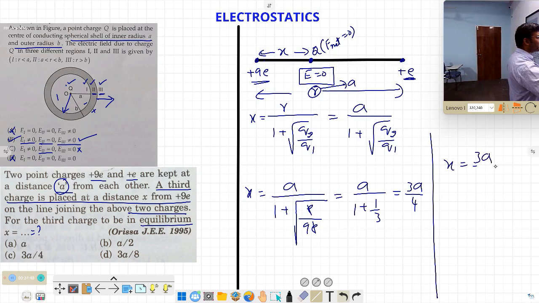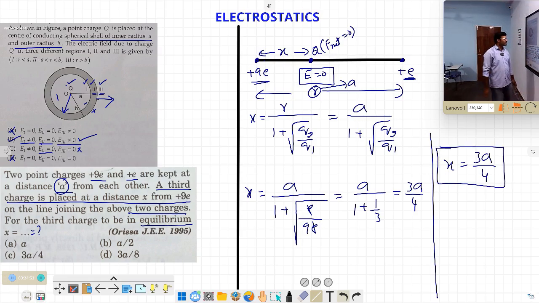At this distance, if you keep the charge, that charge will be in equilibrium due to the two charges. So 3a by 4, option C is correct.